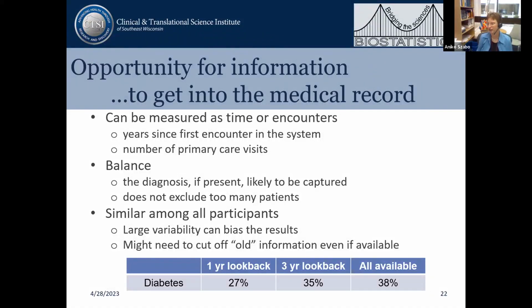So for example, I looked again in the AL data. If I look back 1 year, 27% had diabetes. If I look back 3 years of claims from the AL diagnosis, 35%. And if I look at all available, it's 38%. Now, as you look longer, more and more people seem to have diabetes, and clearly not all of them can be right at the same time, but it's not clear how you're supposed to pick among them.